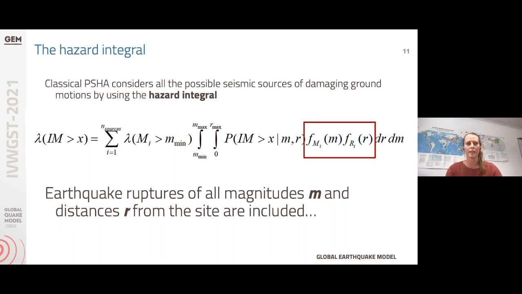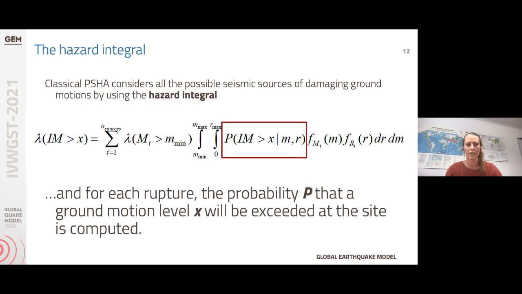This is done by converting the sources into ruptures, earthquake ruptures, that may occur of all magnitudes and distances from the site. And for each rupture, the probability that a ground motion level will be exceeded at the site is computed. So the integral takes all of these ruptures and all of these ground motions together and then sums the sources. And this is the result of a single hazard curve.